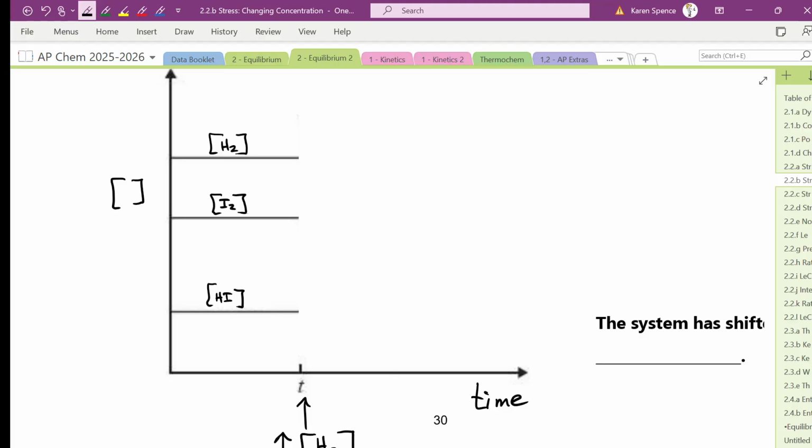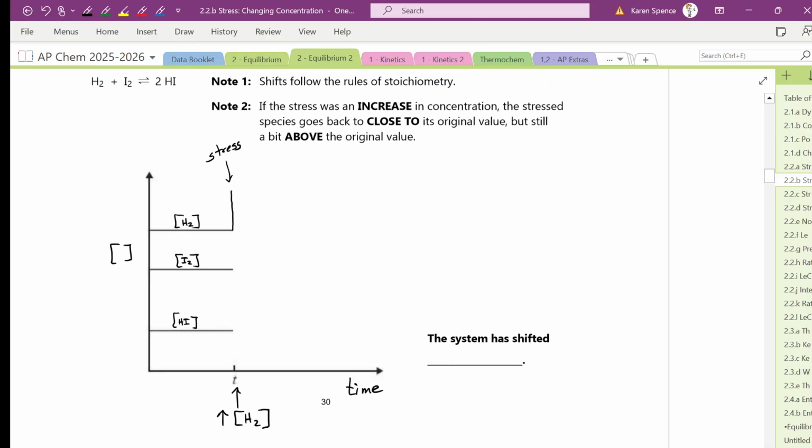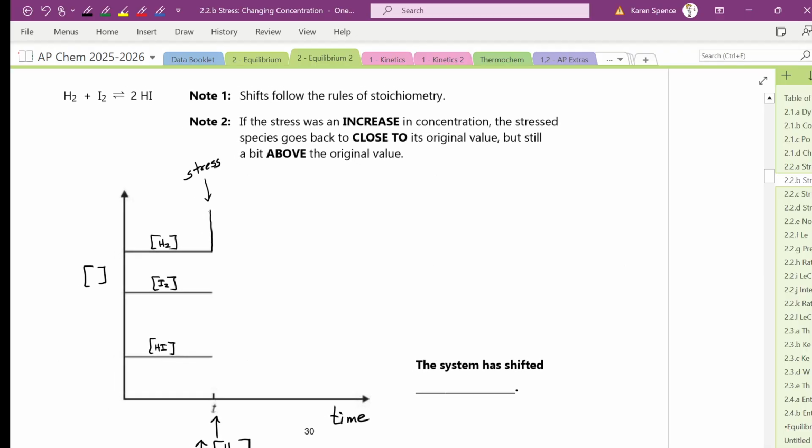What's that going to look like on the graph? Vertical line, where? H2. Any of the others? No, they just stay there and do nothing. Okay, so that is our stress. Now, as we have that stress, which way will the equilibrium shift? It's going to shift to the right.